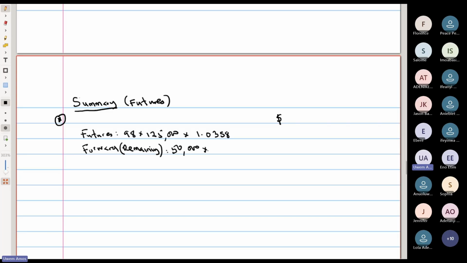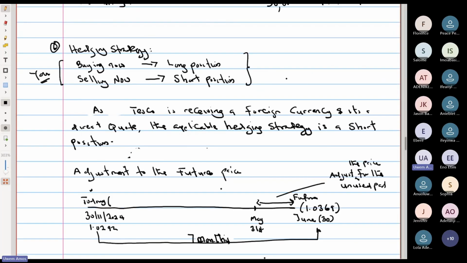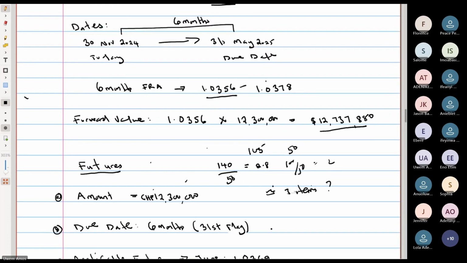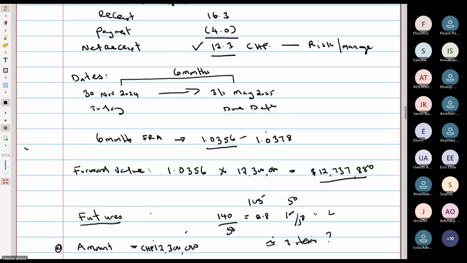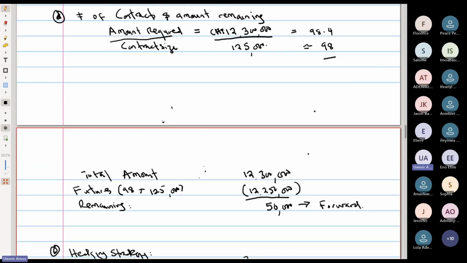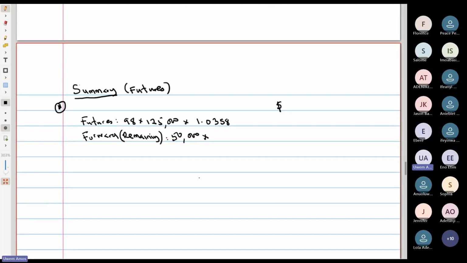What was our exchange rate when we did forward? We just copy the rate and put it for the 50,000. The rate when we did forward was 1.0356. That was the rate for forward. So that's what we're going to use to hedge the 50,000.